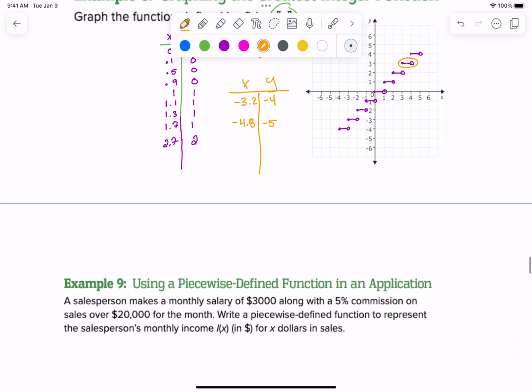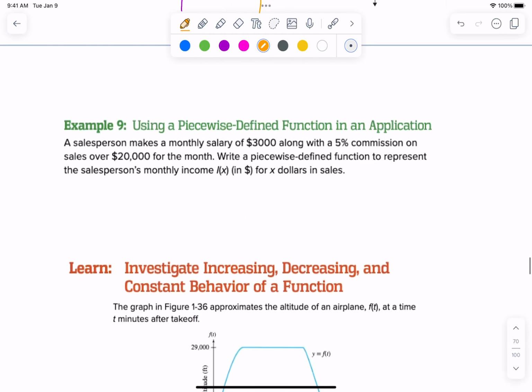All right, next one. Number 9, using a piecewise defined function in an application. A salesperson makes a monthly salary of $3,000 along with 5% commission on sales that are over $20,000 for the month. Write a piecewise defined function to represent the salesperson's monthly income for X dollars in sales. She makes a monthly salary of $3,000.